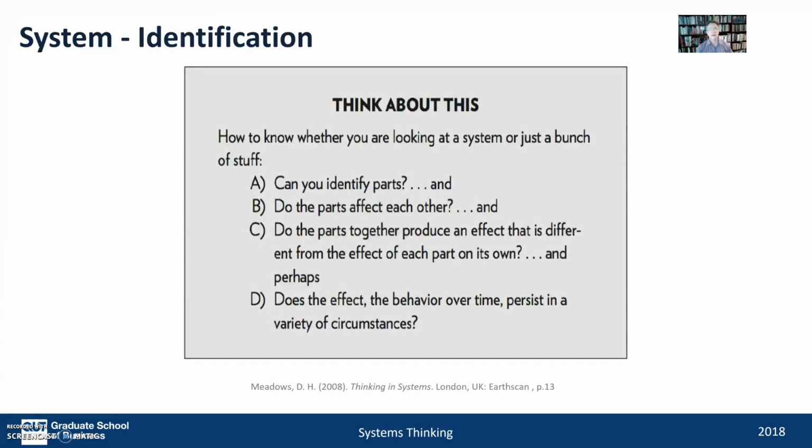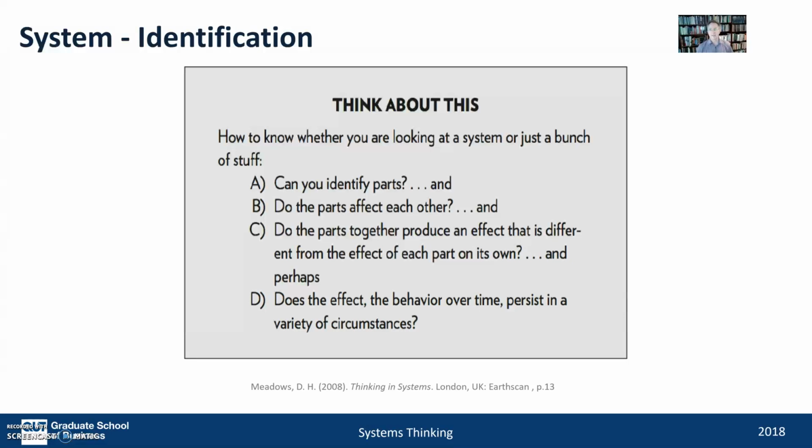Finally, Donella Meadows, who was an American systems thinker, asks us, how is it that you can know that you're looking at a system or just a bunch of stuff? So, for example, I'm standing in front of a bunch of books in a library at home. Well, it's not a system because it doesn't conform to Russ Ackoff's definition of a system. So how do you know that you're looking at a system, not just a bunch of parts? Well, can you identify the parts? Do the parts affect each other? In the case of the library, they don't affect each other.